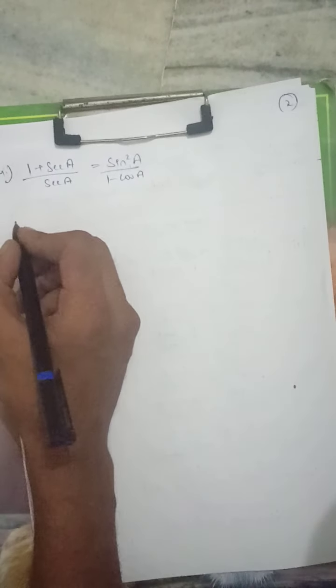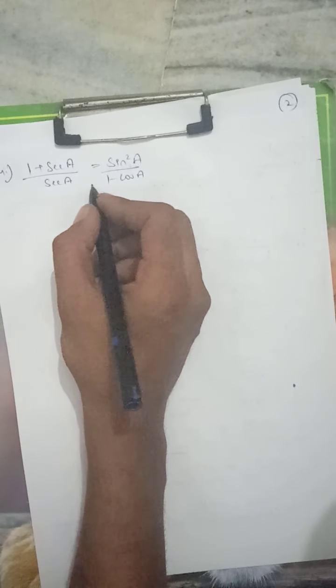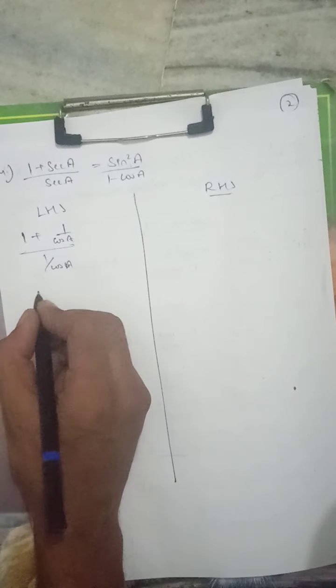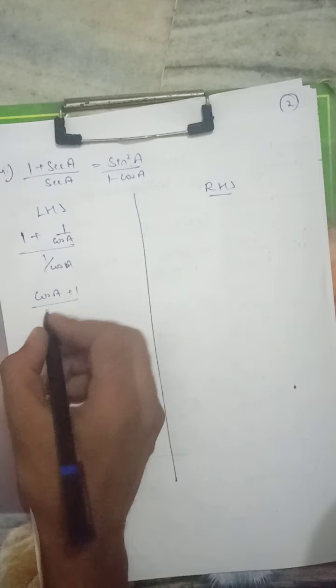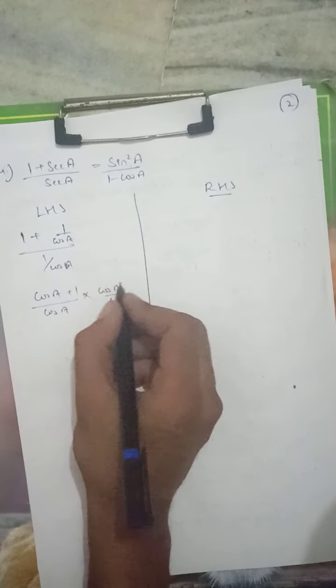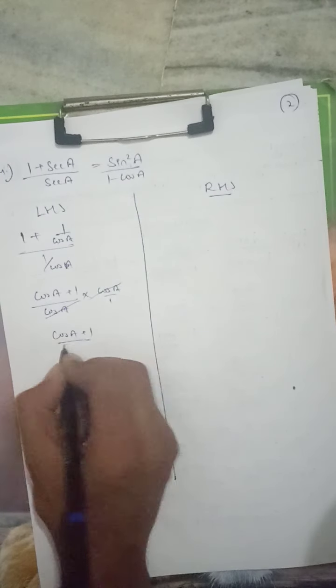Now coming to the next question: 1 plus secant A upon secant A is equal to sine square A upon 1 minus cos A. When you are going to solve this kind of question, you have to solve LHS and RHS simultaneously. In LHS we have 1 plus secant A, which can be written as 1 upon cos A, upon 1 upon cos A. Solving it, cos A plus 1 upon cos A into cos A upon 1. The denominator will be cancelled and you are left with cos A plus 1.